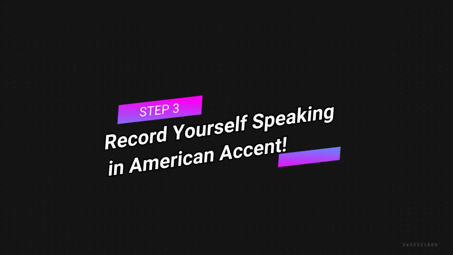The third tip which I have is to record yourself speaking in an American accent. So first and foremost, you have to take your phone, open up any voice recorder application and record your voice. And once you speak in an American accent, record it and listen to it. Are you satisfied with the way you speak English? If you're not satisfied, then try to improve your American accent and try to record again and check whether you're satisfied with the level of English you're speaking.